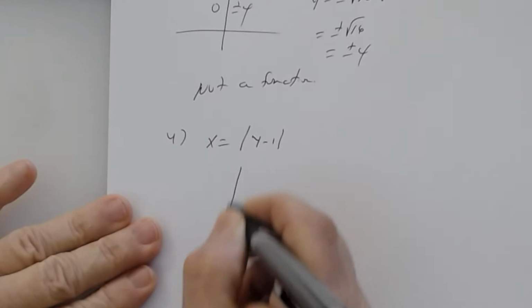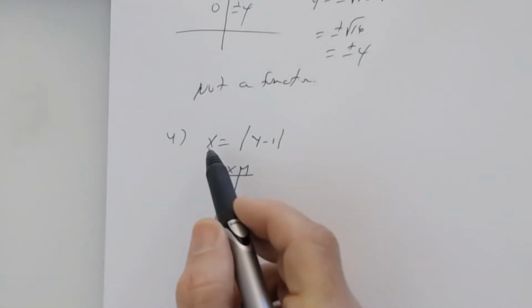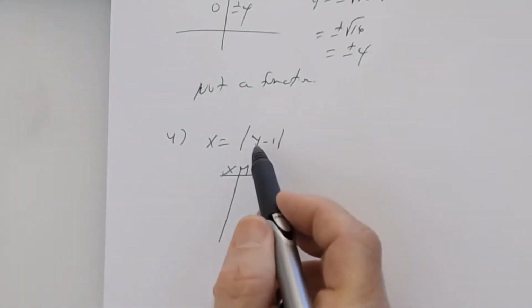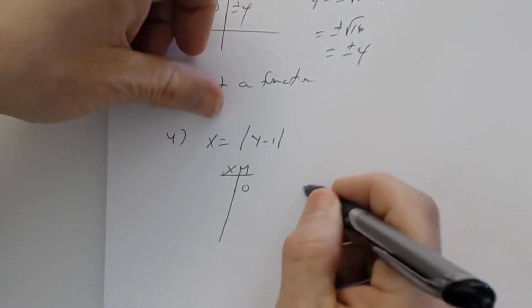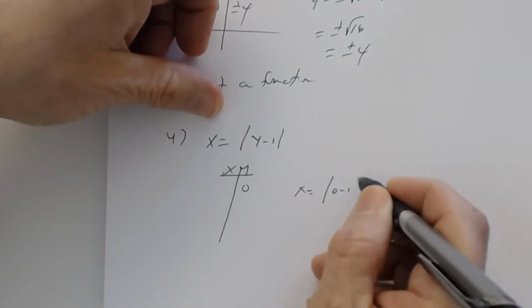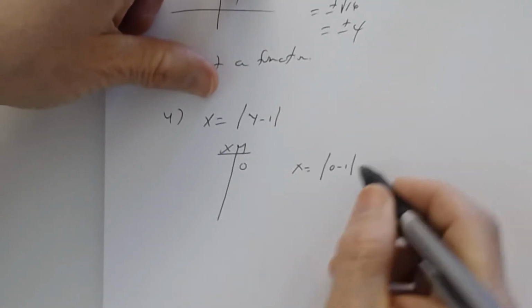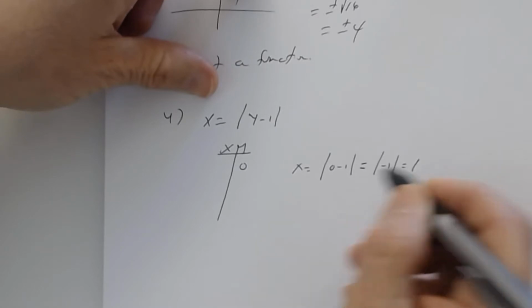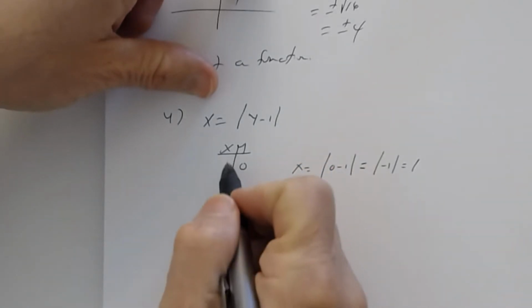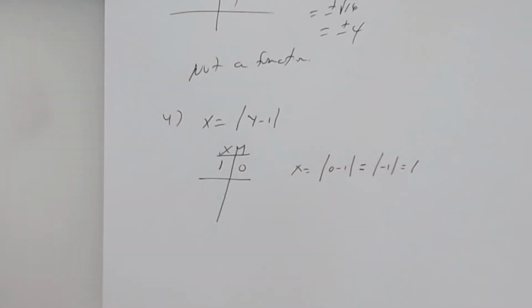If I look at a t-table, and remember x is by itself, right? So I'm going to choose a number for y. If y is 0, I get x equals the absolute value of 0 minus 1. What's 0 minus 1? And what's the absolute value of negative 1? 1. So when y is 0, what's my x value? 1. So far, I'm okay. When x is 1, what's the y value I get? 0. All right, let's do some others, though.